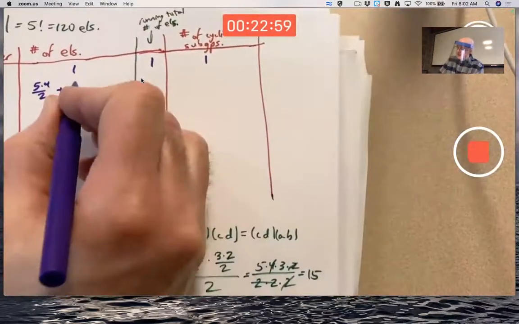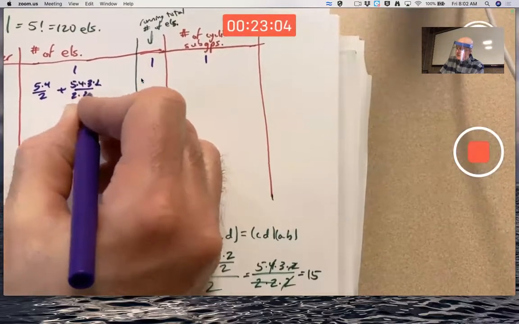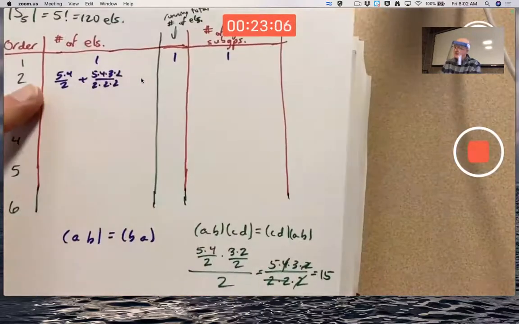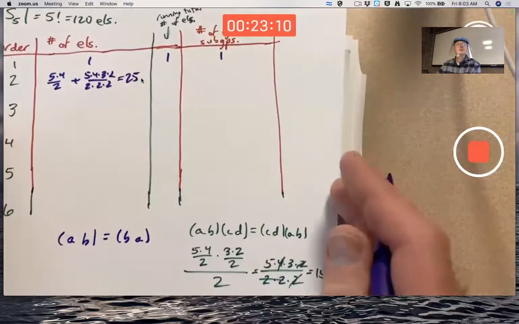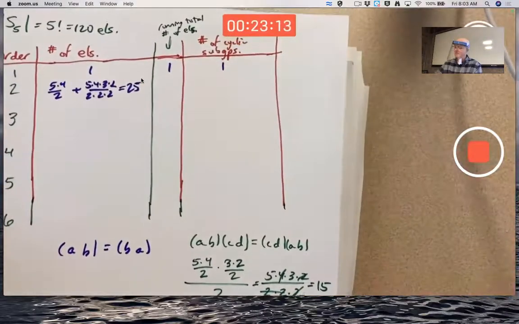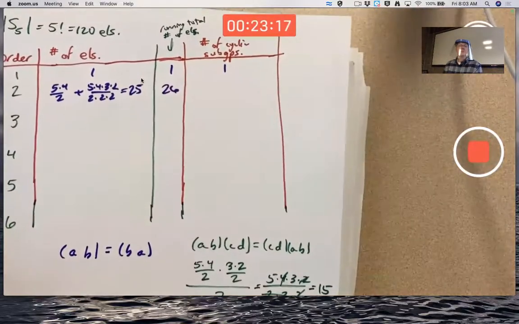And write the same thing up here. 5 times 4 times 3 times 2 over 2 times 2 times 2. It's 15. The other one again is 10. 10 plus 15 is 25. Did you get 25? So now we're up to 26 elements. That's our running total.